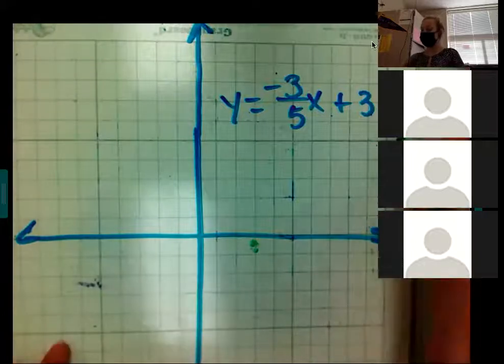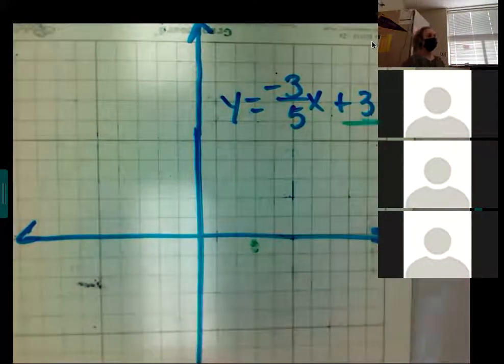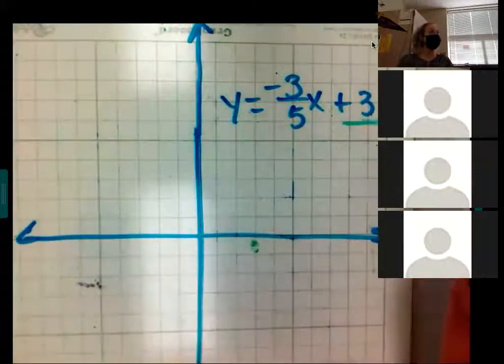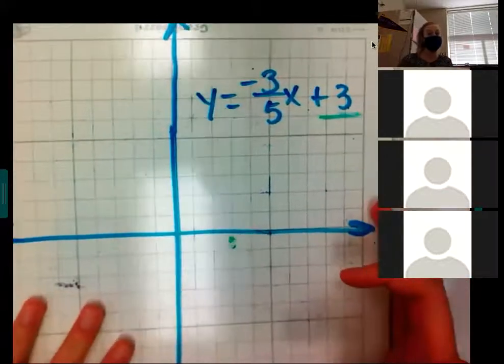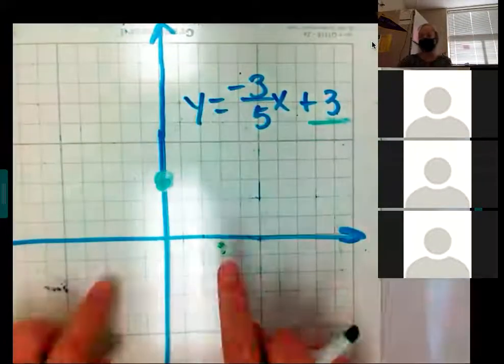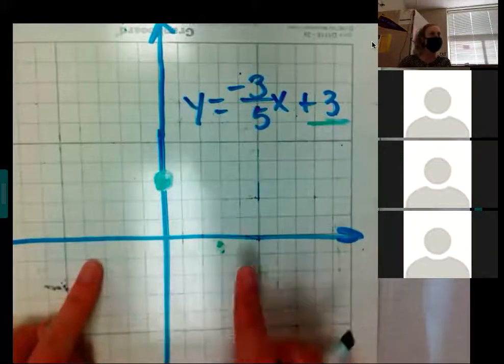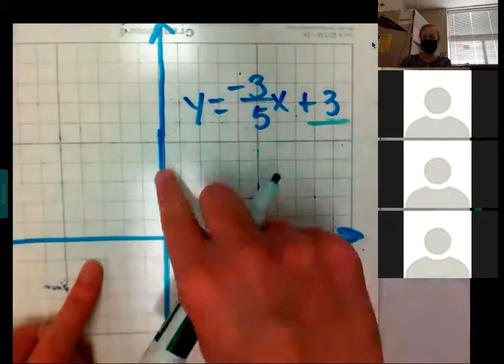All right, she said go to 3 on the y-axis. Why are you starting at 3? Because it's the base. Remember, we did this yesterday. This is a review of yesterday. So I'm going to go up 3. Some of y'all kept going back to your x yesterday. Do not start your lines on the x. It's on the y. Go up 3.